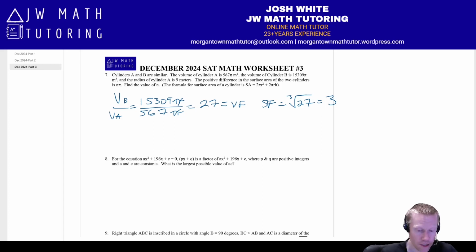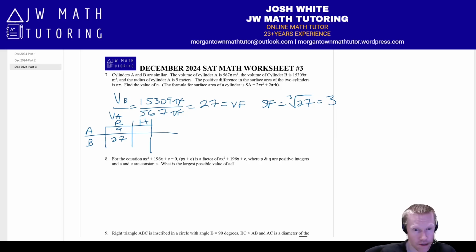So we can use that to now figure out the rest. I'm just going to put A and B here, and we'll put radius and height. So we know the radius of A is 9, that's given. Therefore, the radius of B is 3 times that, it's got to be 27. Next we can figure out the height of cylinder A.